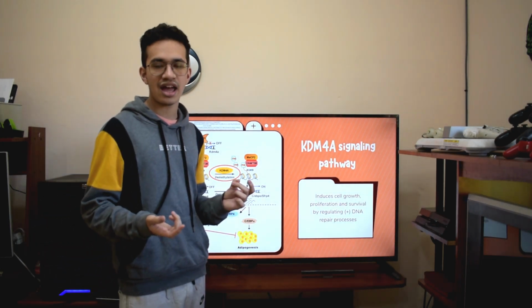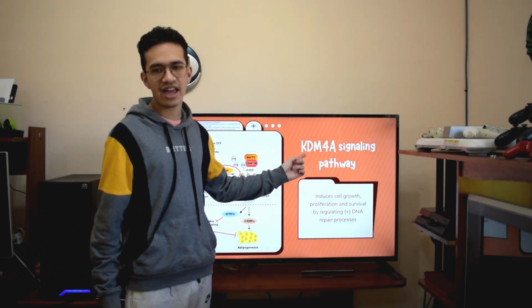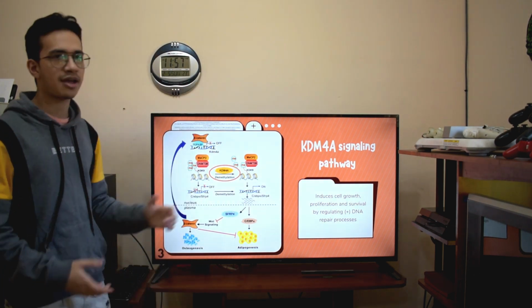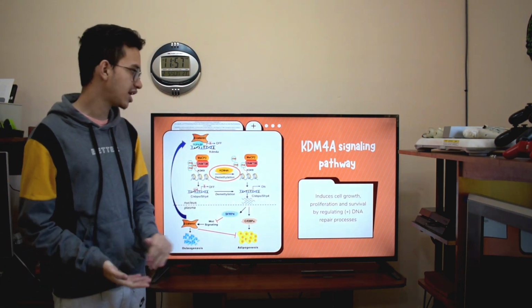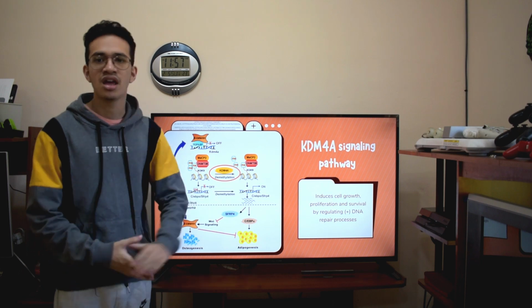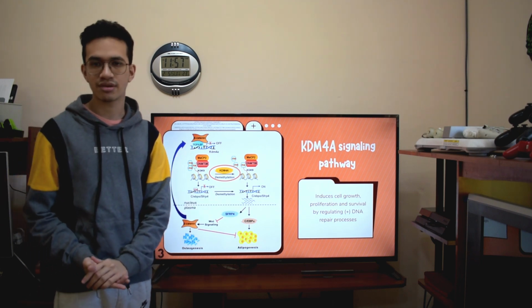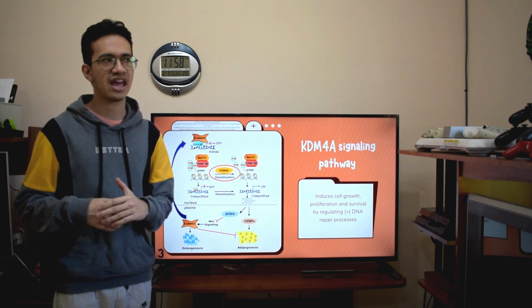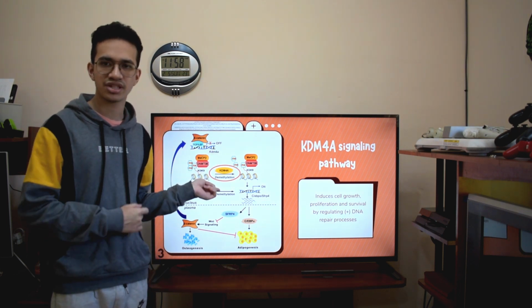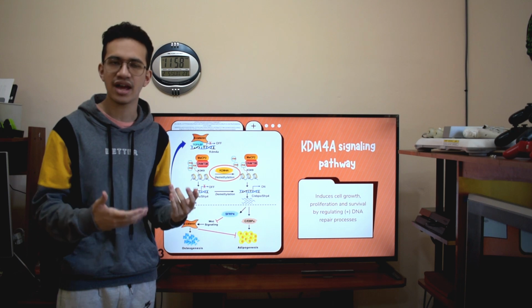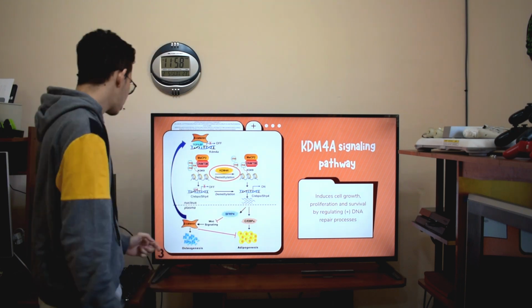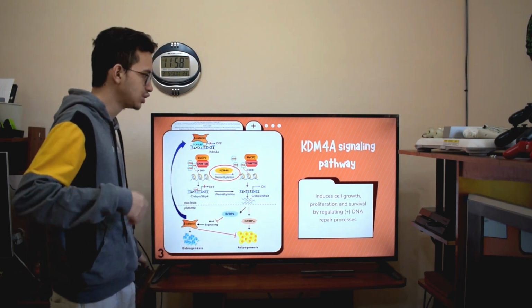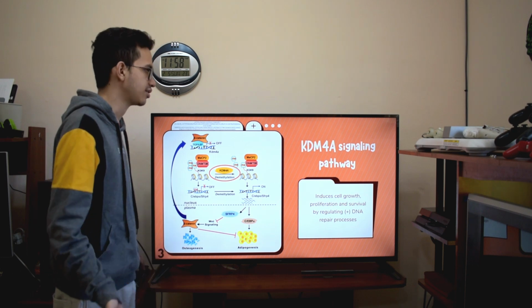The other axis of the article is the KDM4A signaling pathway, which is a protein in charge of methylation of histone H3K9, which leads to DNA repair, cell growth, and proliferation, basically creating a tumor because this protein helps cells that are supposed to die, cancerogenic cells, to keep repairing their DNA.